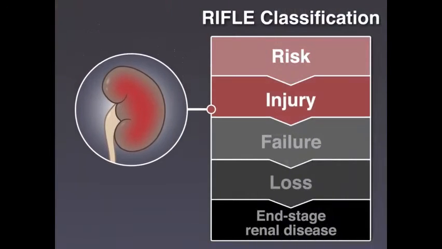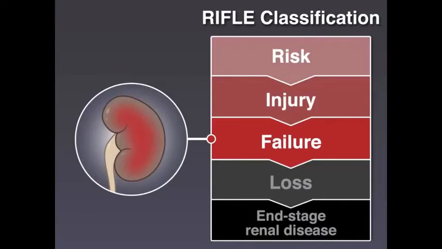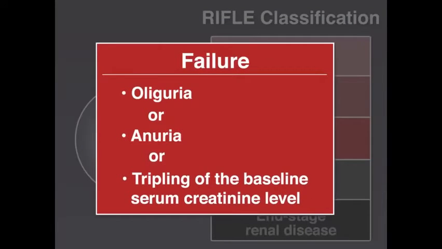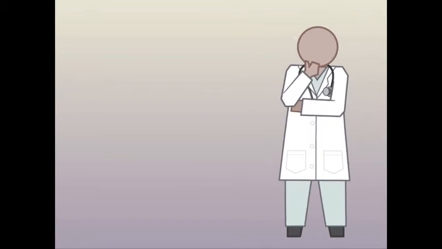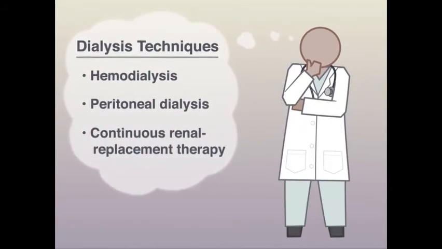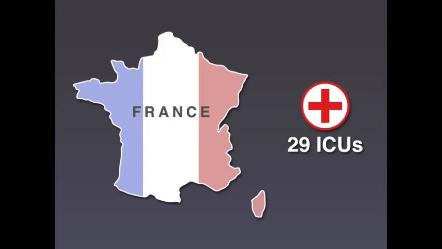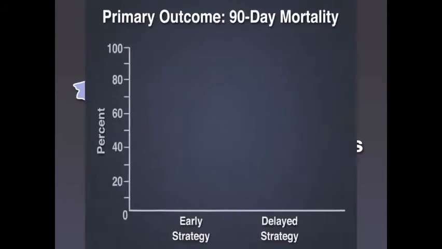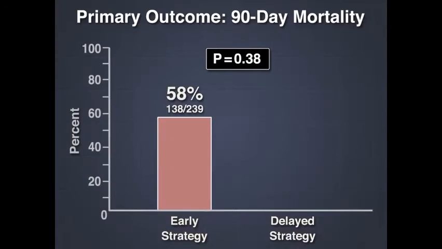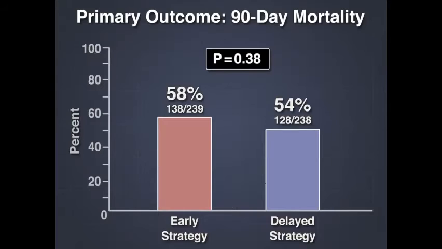Acute kidney injury was defined by the failure stage of the RIFLE classification, which includes oliguria, anuria, or a tripling of the baseline serum creatinine level. The choice of the renal replacement therapy technique was at the discretion of treating clinicians at each of the 29 participating intensive care units in France. The difference in 90-day mortality between groups was not statistically significant, with a rate of 58% in the early strategy group and 54% in the delayed strategy group.